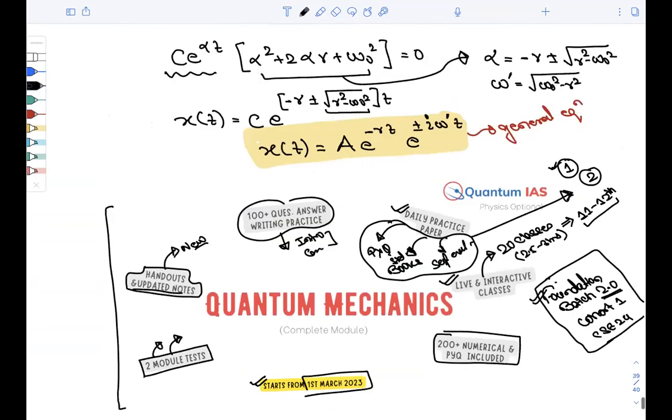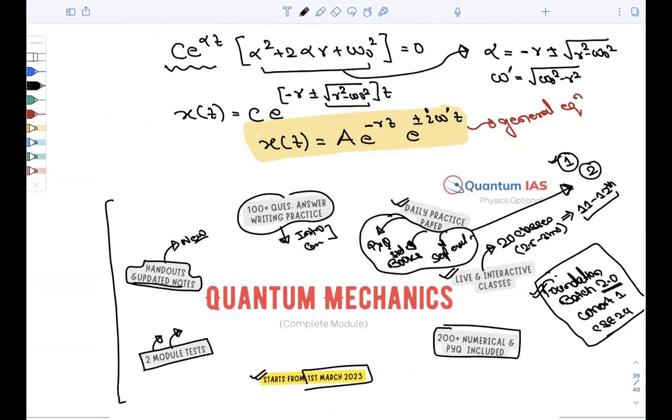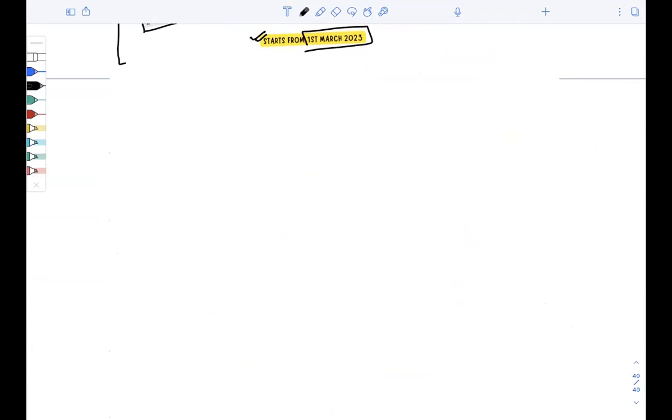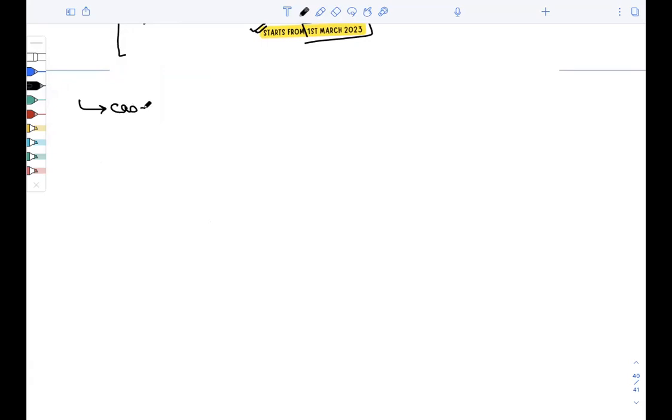Let's get back to this, the general solution that we have got. Now we need to see all the three cases. So we will be seeing these three cases in a very brief manner. Okay, so first one, deadbeat, case one.